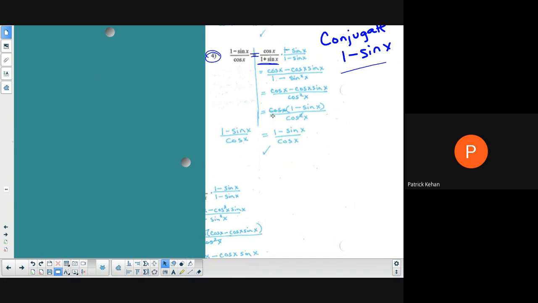But what's nice about this is this cosine x in the numerator here and this cosine squared x in the denominator here contain a common factor of cosine x. So I'm going to simplify that by a factor of cosine x, and that'll leave me with cosine x in the denominator, and my group in the numerator is 1 minus sine x, which is exactly what I'm trying to verify on the left here. So now I have (1 minus sine x) over cosine x is equal to (1 minus sine x) over cosine x. And this is an example of how we use the conjugate, which you'll have to pull out on question number 5 as well to work through this.